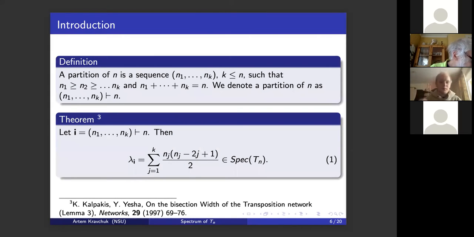We need to define partition. A partition of n is a sequence n1 to nk such that n1 is greater than or equal to n2 and so on to nk, and the sum of this sequence is equal to n. And now we will formulate a theorem that's very important for today's talk, and the proof of this theorem can be found here. So let I be a partition of n, then lambda I, which is equal to this expression, is an element of the spectrum of the transposition network graph. Thus, we can put a correspondence between some partition and the eigenvalue.